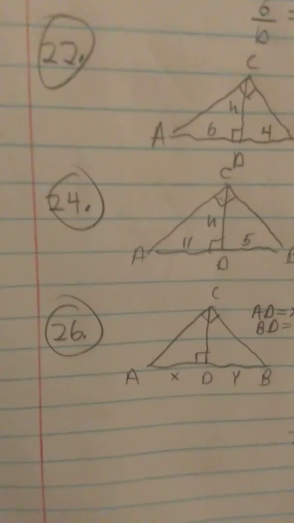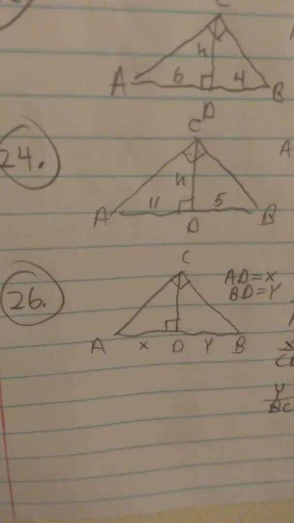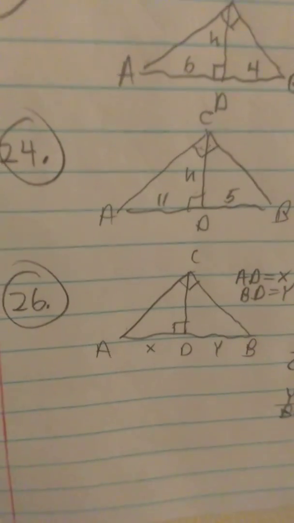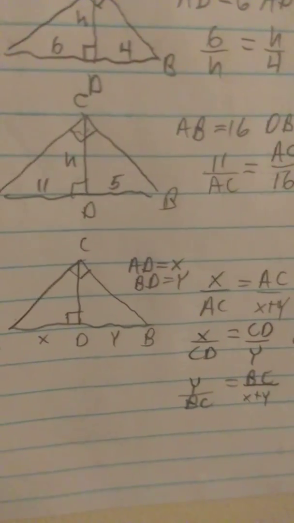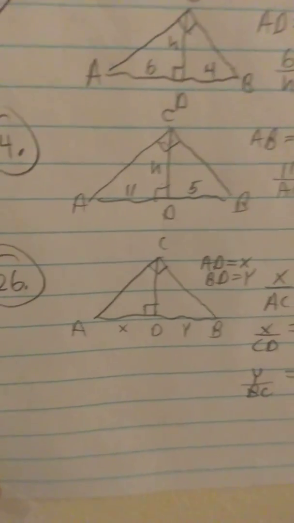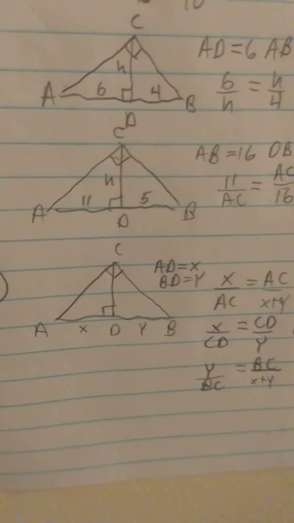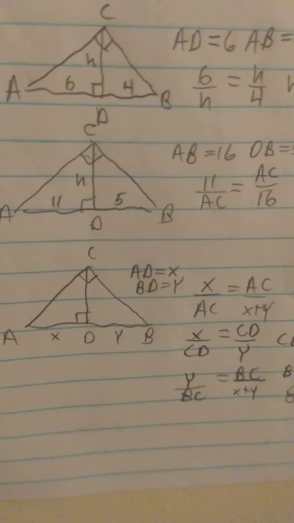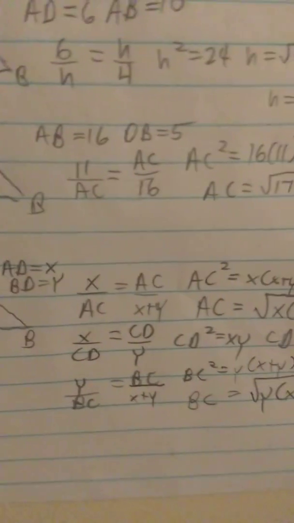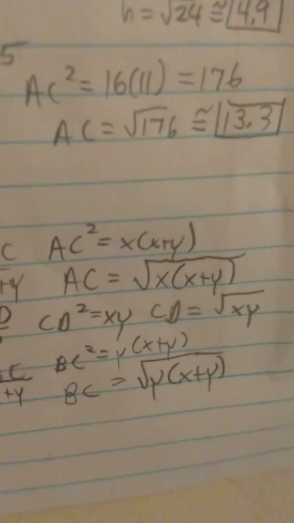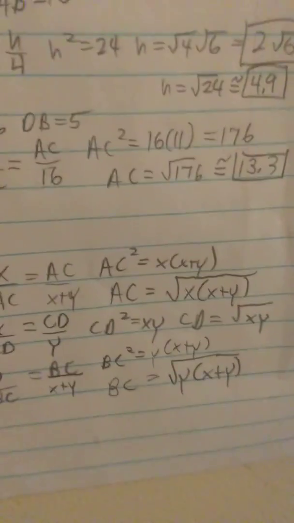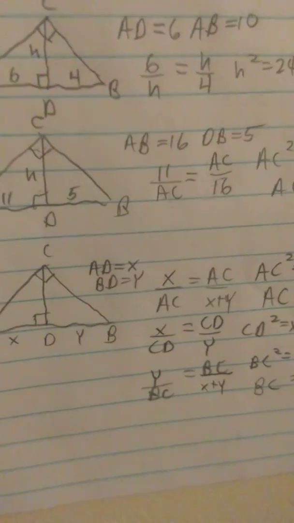Okay, now for the last problem, we have the same setup, just knowing now that in general the two parts of the base are x and y. So to find AC, the leg above x, we do like we did. x over AC is AC over x plus y. AC squared is x times x plus y. And AC would just be then the square root of x times x plus y. That's all we can do with it.